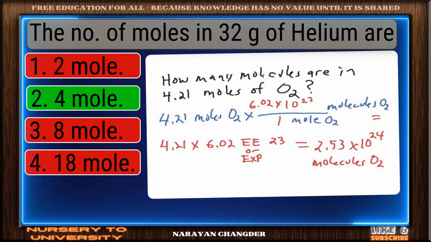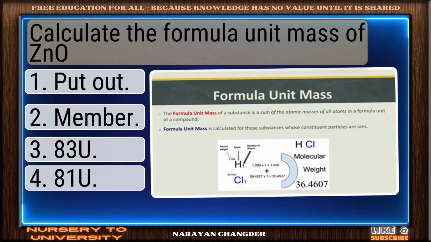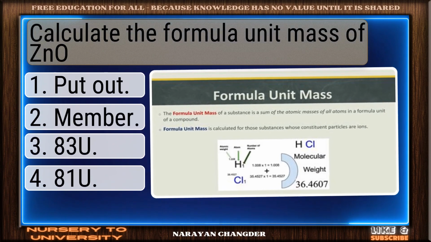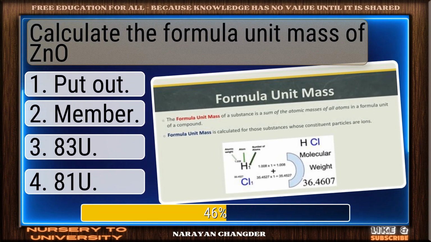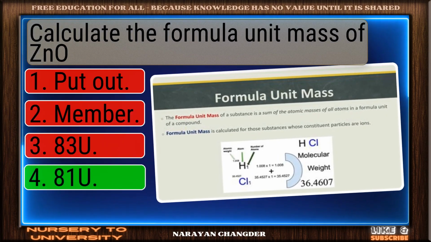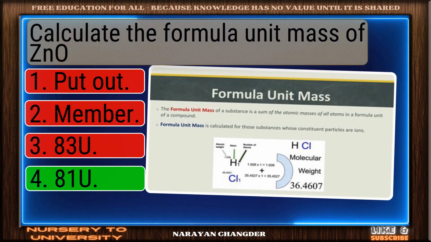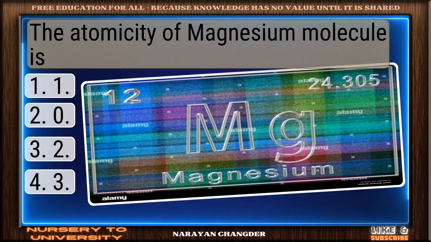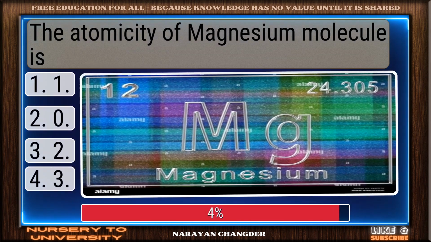Perfect. 4 mole is the correct choice. Question number 199. Calculate the formula unit mass of ZnO. Strong choice. 81 u is the right answer. Question number 200. The atomicity of magnesium molecule is?